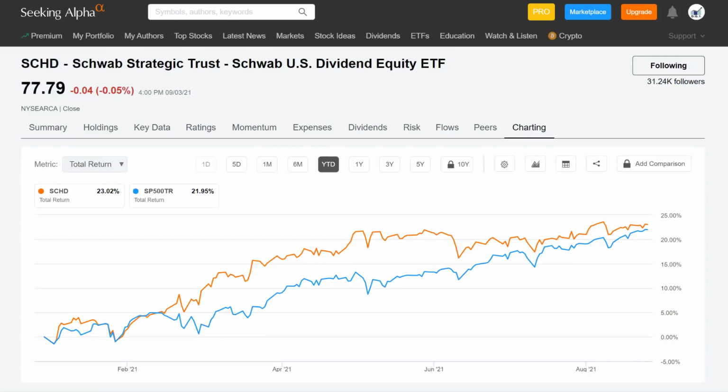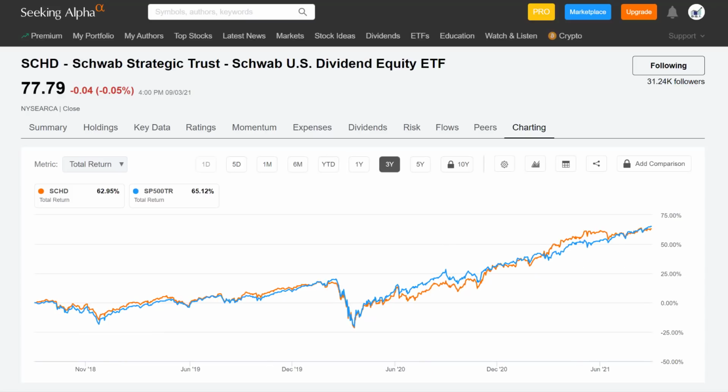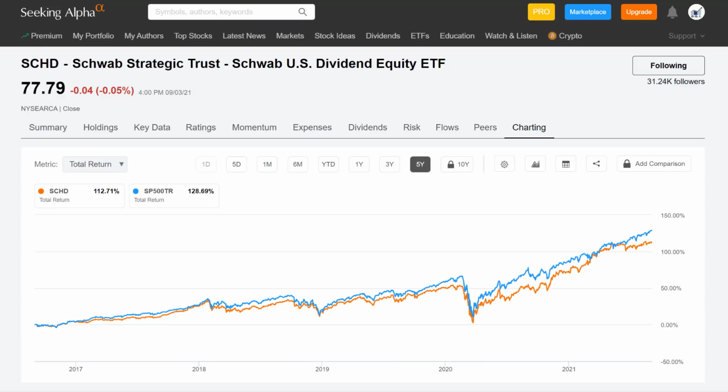Now let's take a look and see how SCHD has compared to the S&P 500 with the total return in mind. The total return is with the dividend reinvested. Year to date, SCHD is slightly outpacing the S&P 500. Over the last year, SCHD has outperformed the S&P 500, but when looking at 3 years, the S&P 500 has slightly outperformed SCHD. And then with a 5-year historical chart here, you can see that the S&P 500 is outpacing SCHD. So when you're comparing the two, it really depends on the time period in which you're comparing.